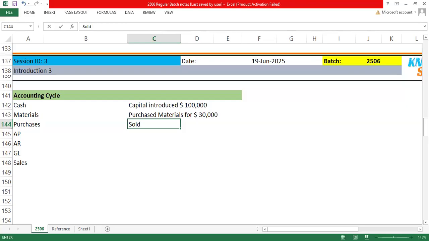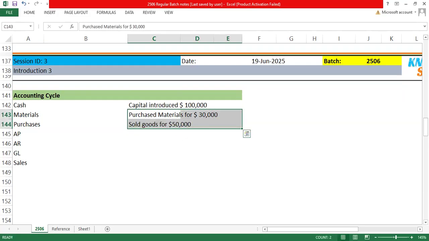Now, let's say I sold goods for approximately 50,000. I purchased 30,000 worth of products, and now I am selling the same products for 50,000. So straight away, if you compare this, you will be able to calculate some profit or loss.